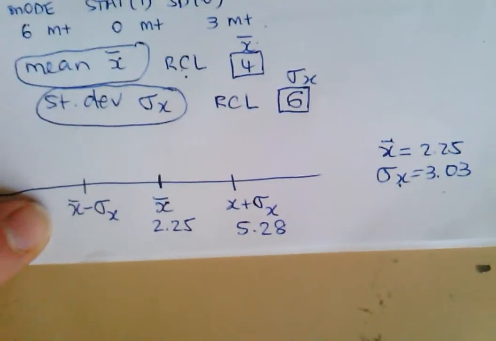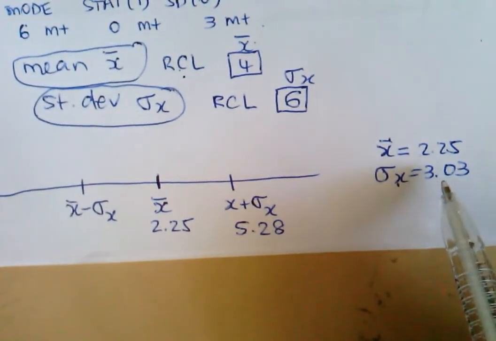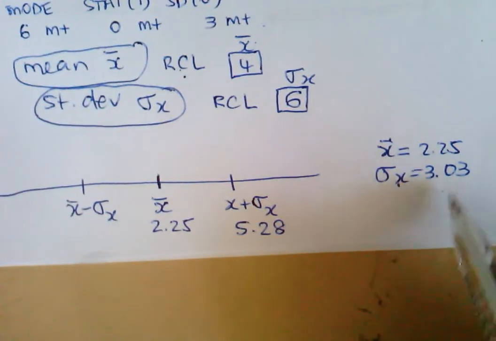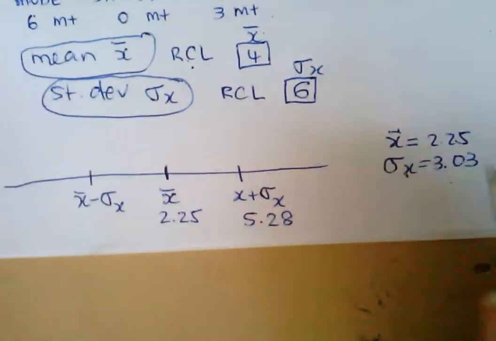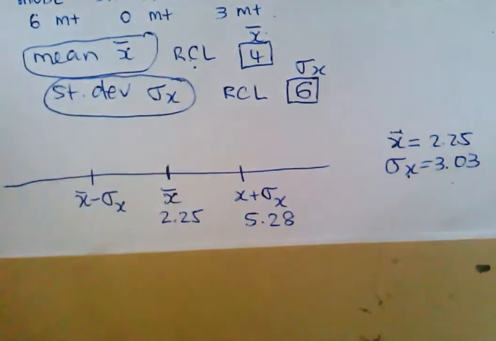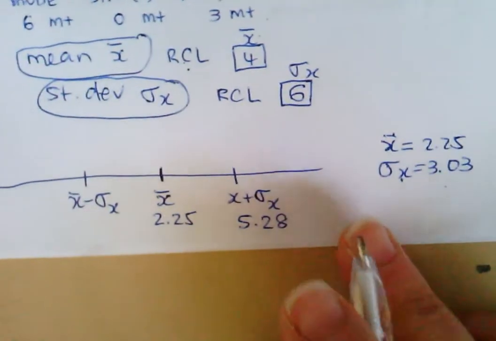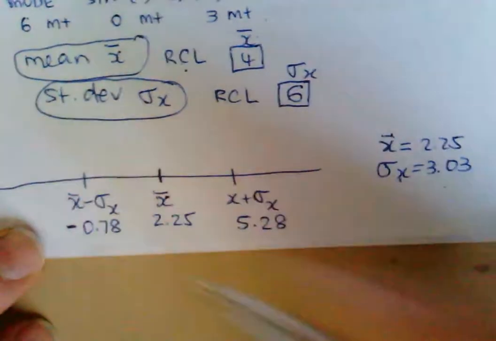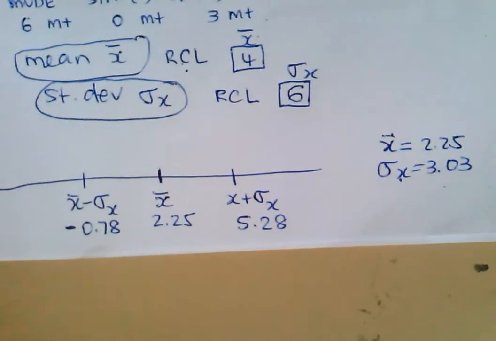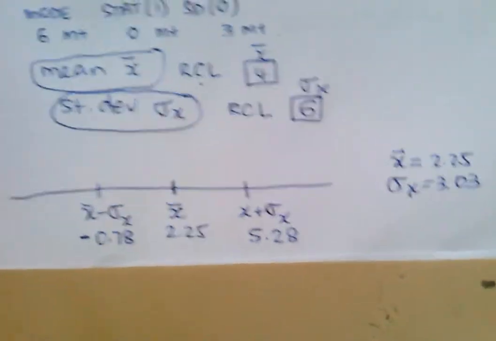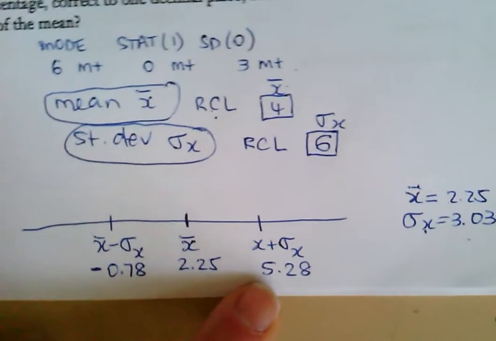But they're also asking for the mean minus the standard deviation, and that should be negative. What's that? Well, 2.25 minus 3.03. No, I'm looking at the figure. So the mean minus 1 standard deviation is negative 0.78. Now, so we've worked those two out.